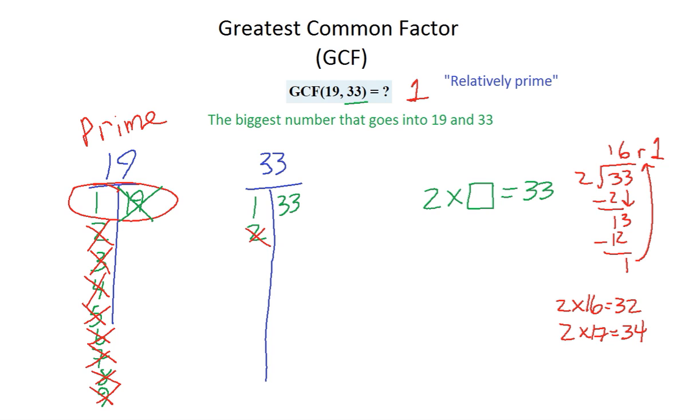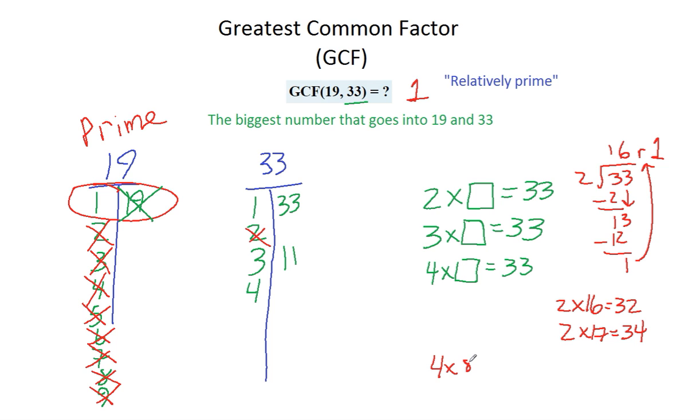But we tried it. 1, 2, next would come 3. 3 times what gives you 33? And hopefully you know this one, even though not everyone does their math facts with multiplication by 11, but 3 times 11 will give you exactly 33. So that pairs up. 4 times what would give you 33? Well, let's see. 4 times 8 is 32, 4 times 9 is 36, and we were going for 33, and we missed it. So 4 is off the list.